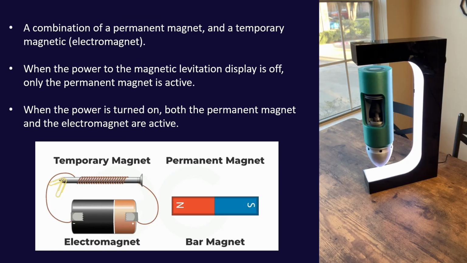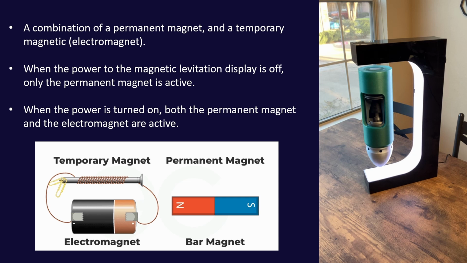Okay, so let's talk about this magnetic levitation display. So it's a combination of a permanent magnet and a temporary magnet, where the temporary magnet is an electromagnet. And when the power to the magnetic levitation display is turned off, only the permanent magnet is active. And you could see that in the video where when I turned off the magnetic levitation display, only the permanent magnet was left active, and it's basically kind of sucked the tool display into itself because the electromagnet was no longer there pushing the part down away from the permanent magnet.